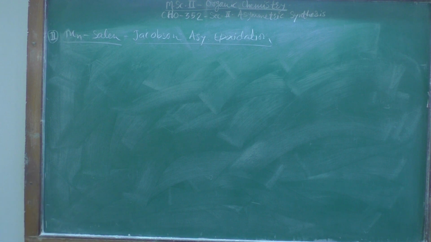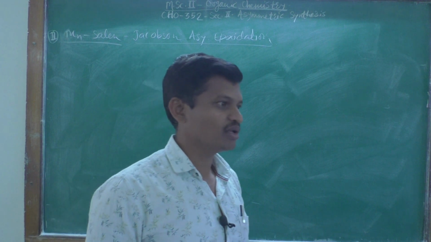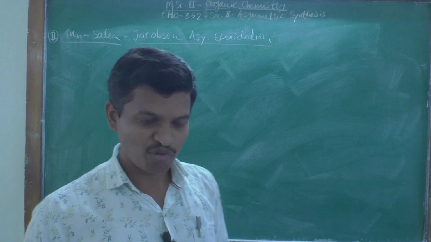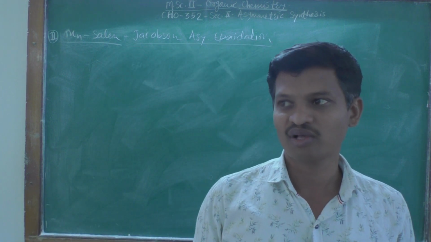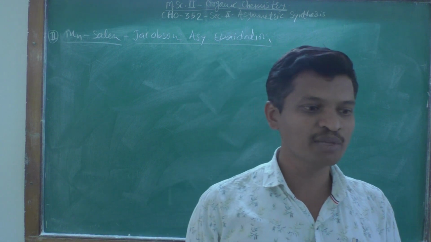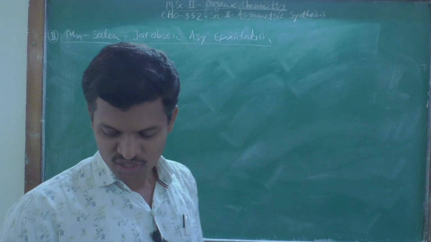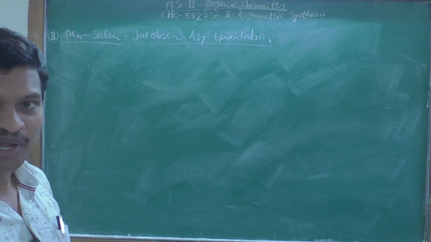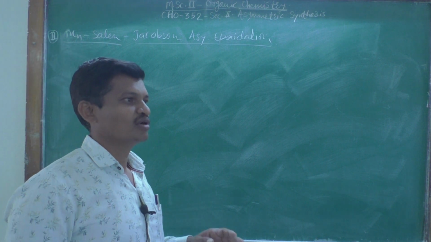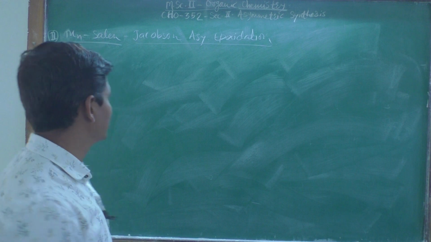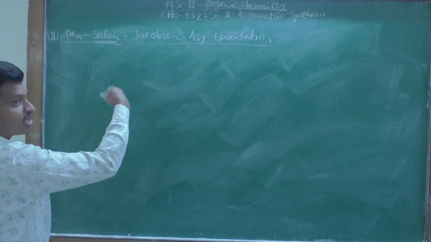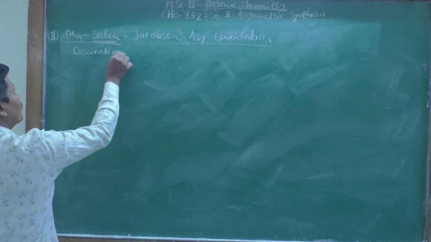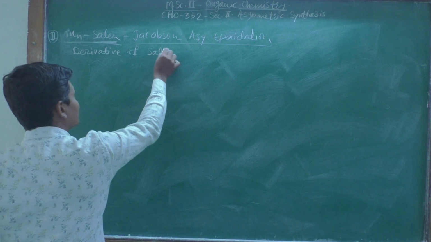The main importance of this Jacobsen asymmetric epoxidation is that we can do epoxidation of any simple alkene. There is no limitation to allylic alcohols. This salen catalyst can be made, or prepared, by using a derivative of salicylaldehyde.